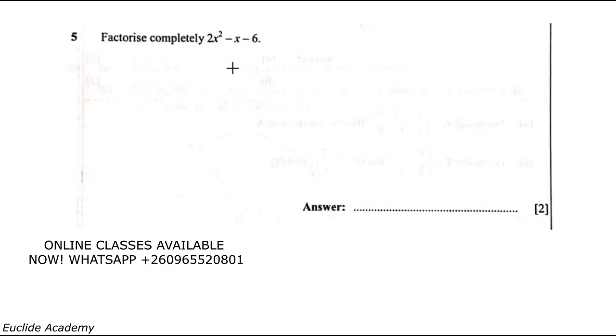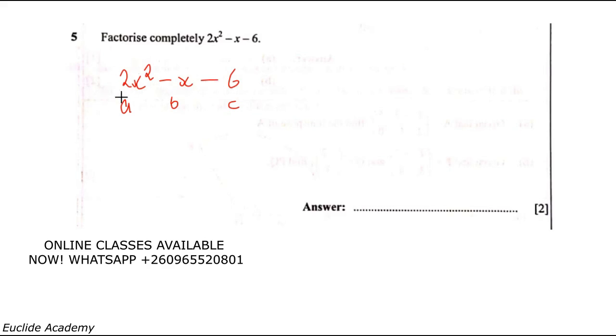Now we have to factorize completely x squared minus x minus 6, that is for question 5. So this is a quadratic expression, and for a quadratic expression we know that it will have some a x squared, then plus or minus b x, then minus or plus some constant. So this is an a, this is a b, and then we have a c there.